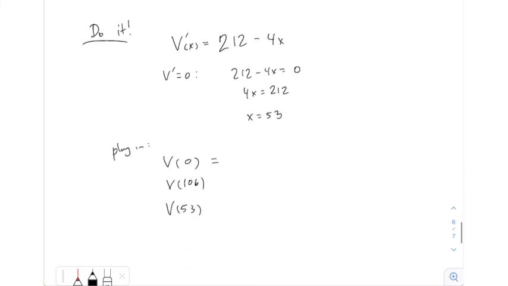So this one is 212 times 0 minus 2 times 0 squared. That's 0. This one, when I plug it in, I also got 0. Remember, this is when you make the x as long as possible, which makes the y 0, and so you get no volume that way. And when the x is 53, the volume ends up being this number, 5618. This is apparently the maximum.